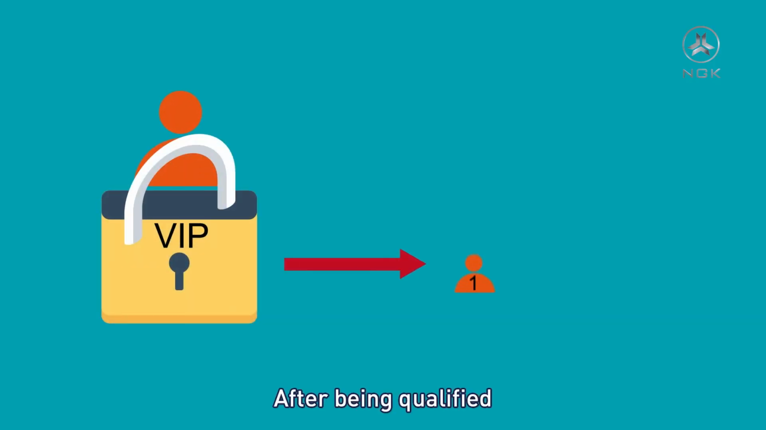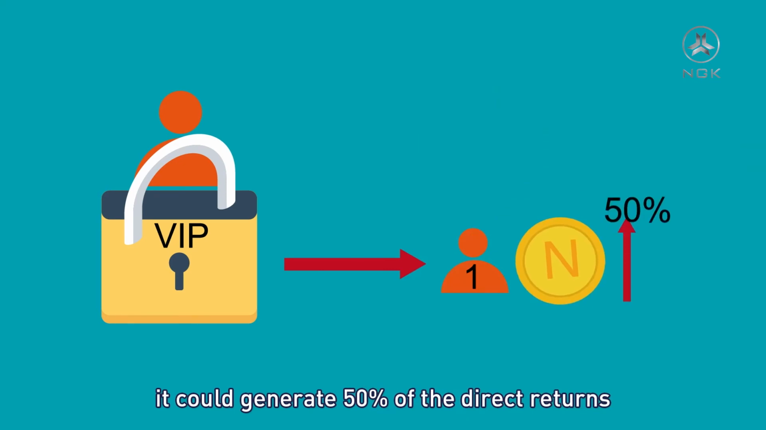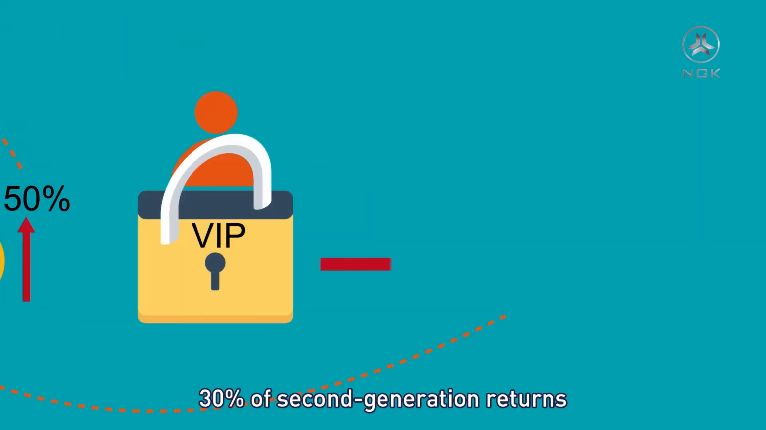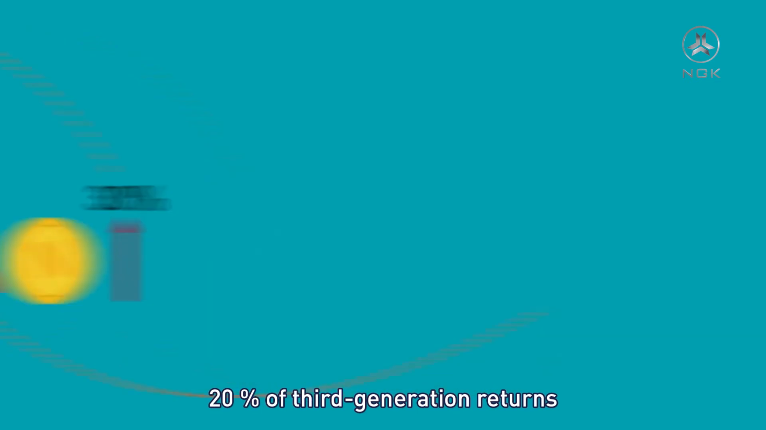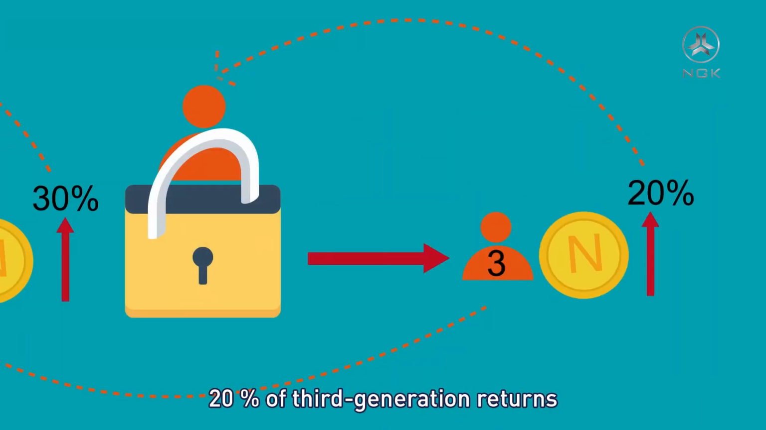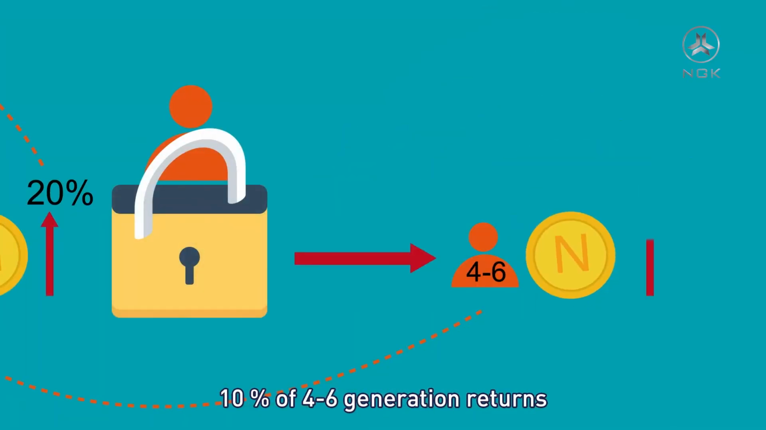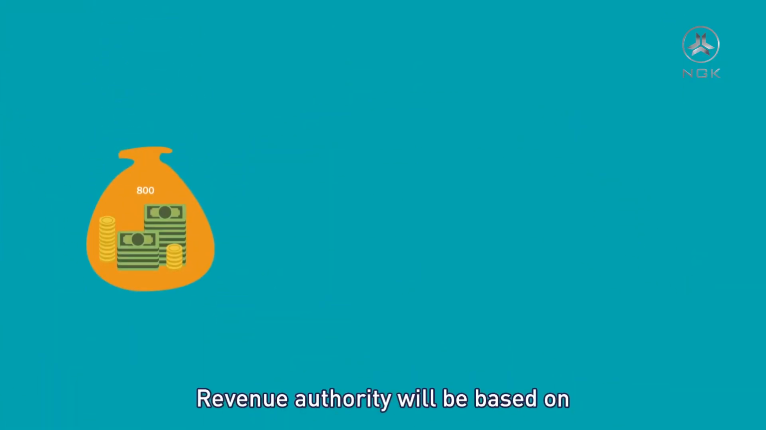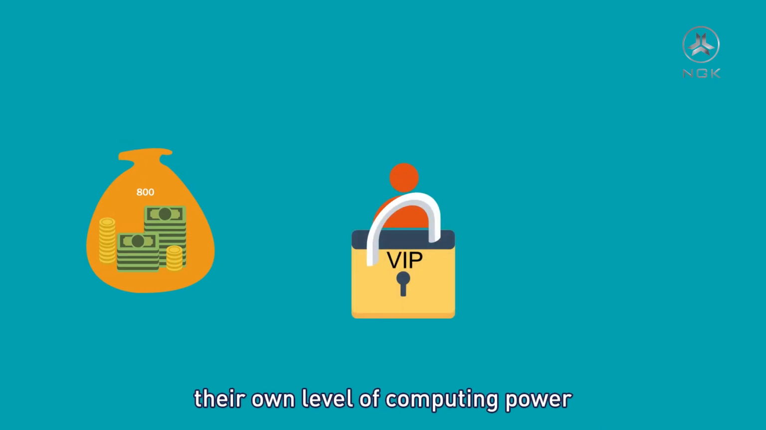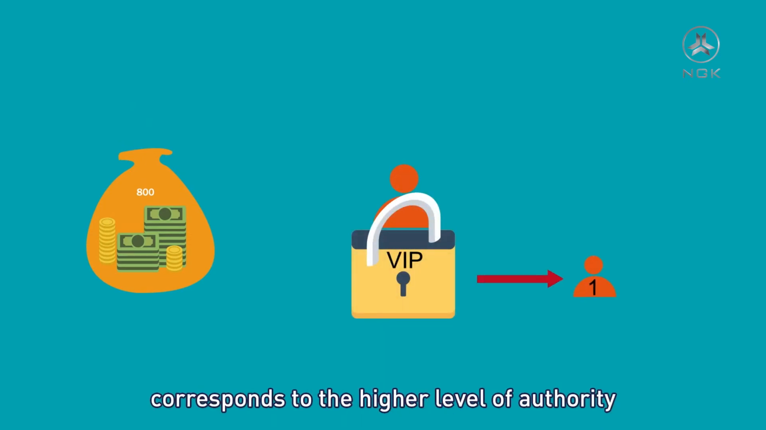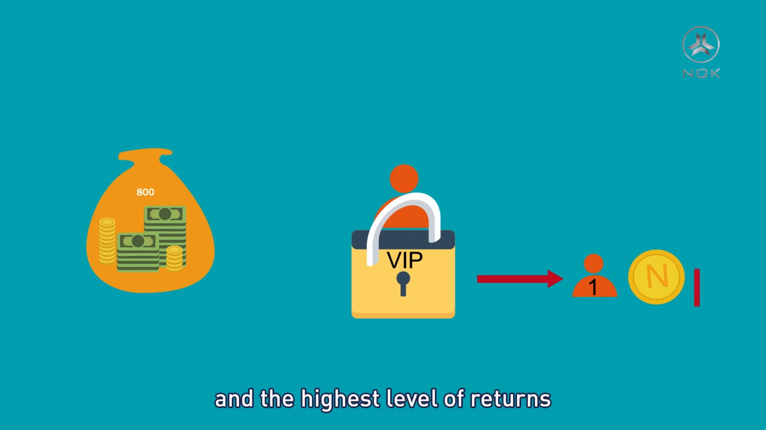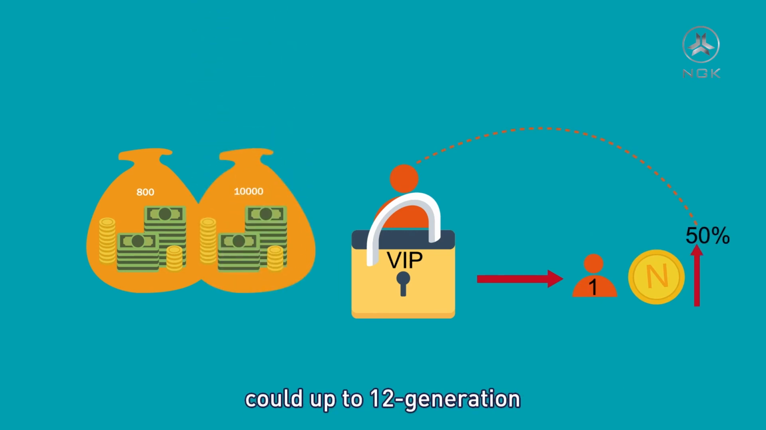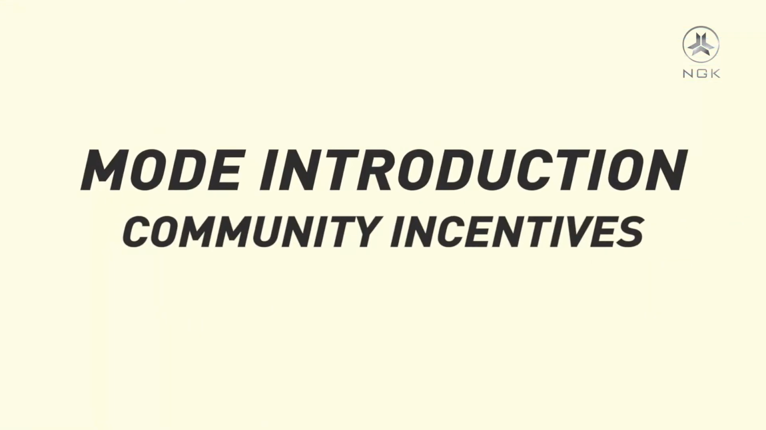After being qualified, it could generate 50% of the direct returns, 30% of second-generation returns, 20% of third-generation returns, 10% of 4 to 6 generation returns, 5% of 6 to 12 generation returns. Revenue authority will be based on their own level of computing power. The higher level of power corresponds to the higher level of authority, and the highest level of returns could go up to 12 generations.